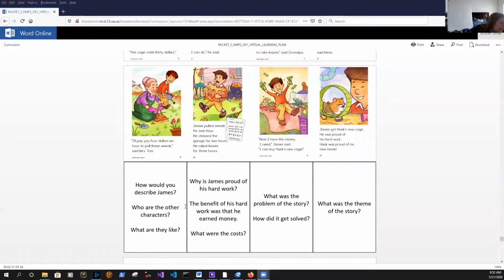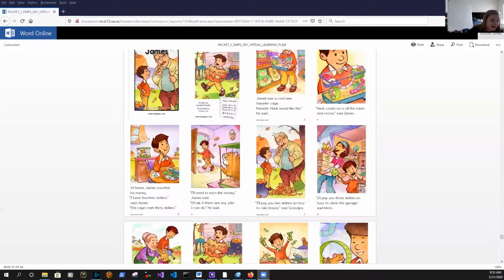And then we have some questions at the bottom. How would you describe James? You need to answer these questions. Who are the other characters? What are they like? Why is James proud of his hard work? The benefit of his hard work was that he earned money. What were the costs? So what did he have to do to get that money? What was the problem of the story, how did it get solved, and what was the theme of the story? So what was the big idea that the author wanted you to take away from reading this story? What was the message that they wanted you to understand?